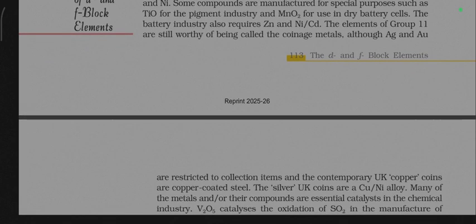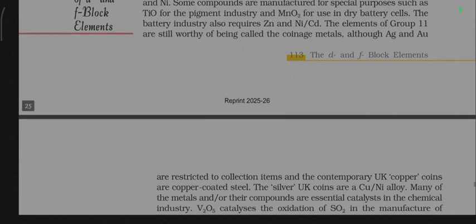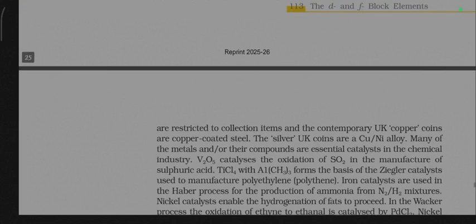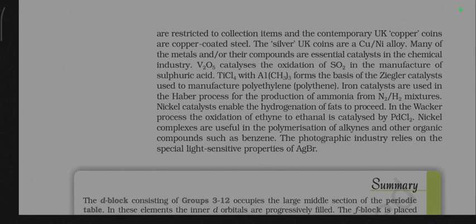The elements of group 11 are still worthy of being called the coinage metals, although Ag and Au are restricted to collection items, and the contemporary UK copper coins are copper coated steel. The silver UK coins are a CuNi alloy.